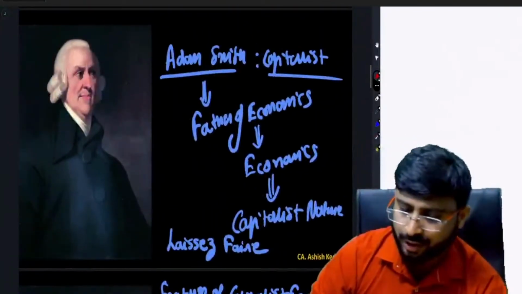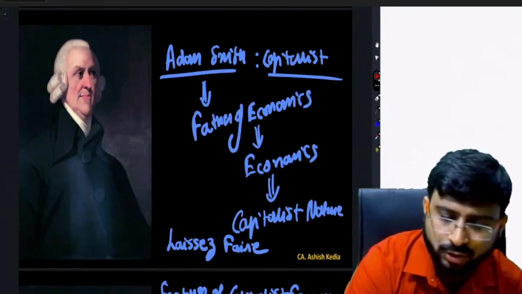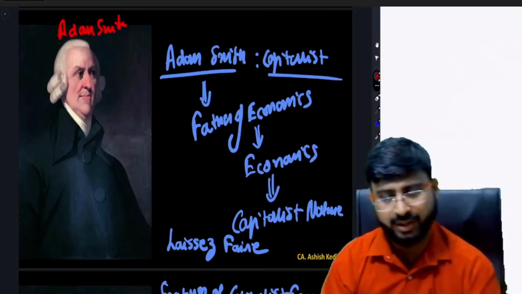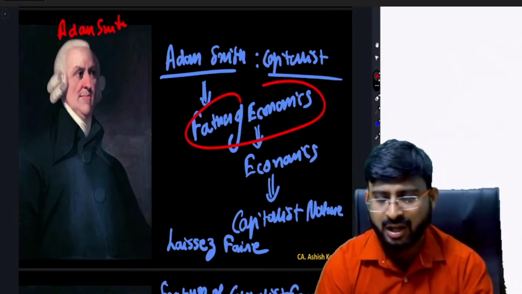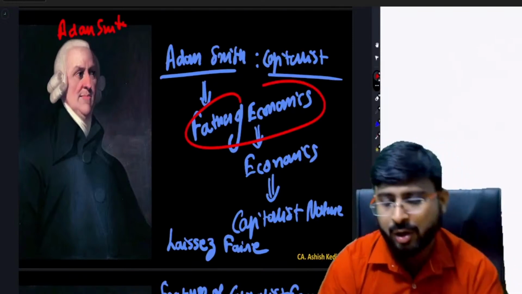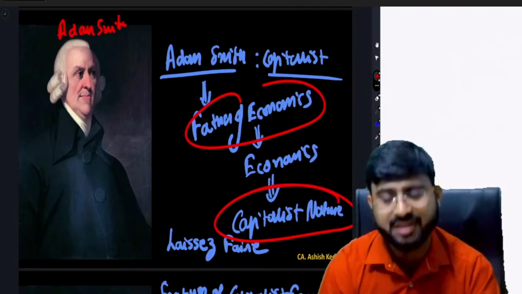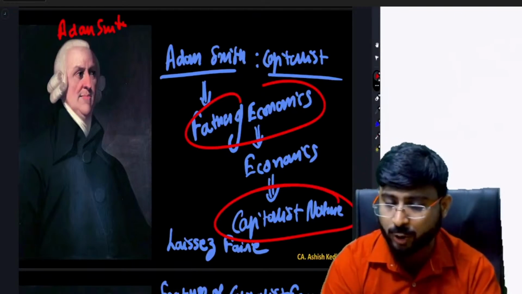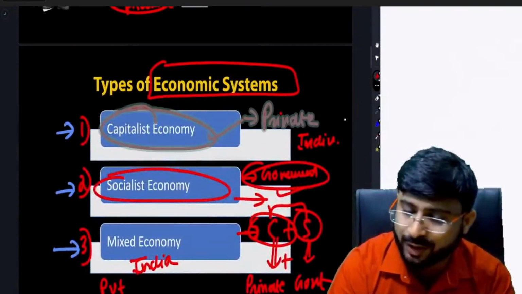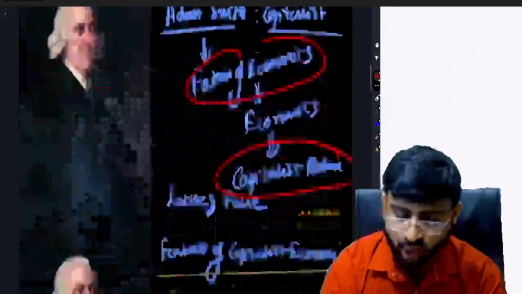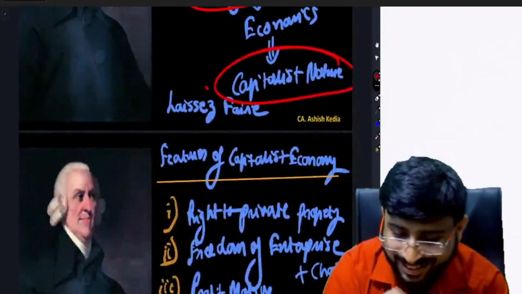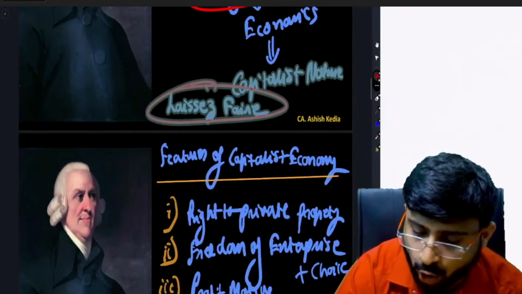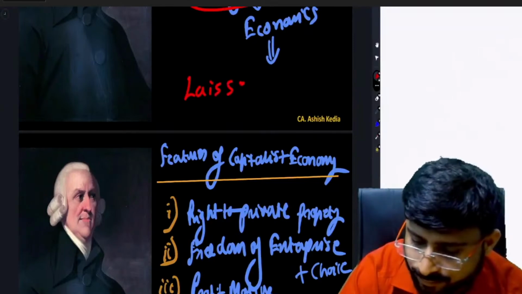So my dear students, the gentleman you see here is Adam Smith. He is called the father of capitalist economy, father of economics in general, and he proposed this culture of capitalist economy. You all know what capitalist economy is also called? Capitalist economy is also called laissez-faire economy. Everybody, capitalist economy is also called what?